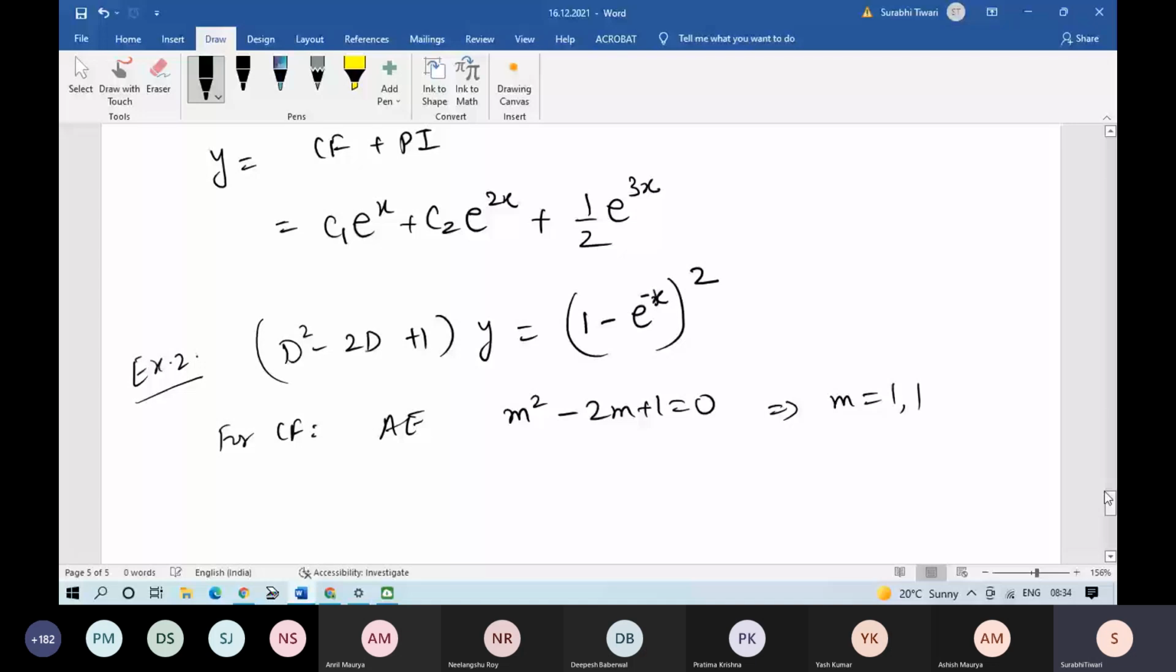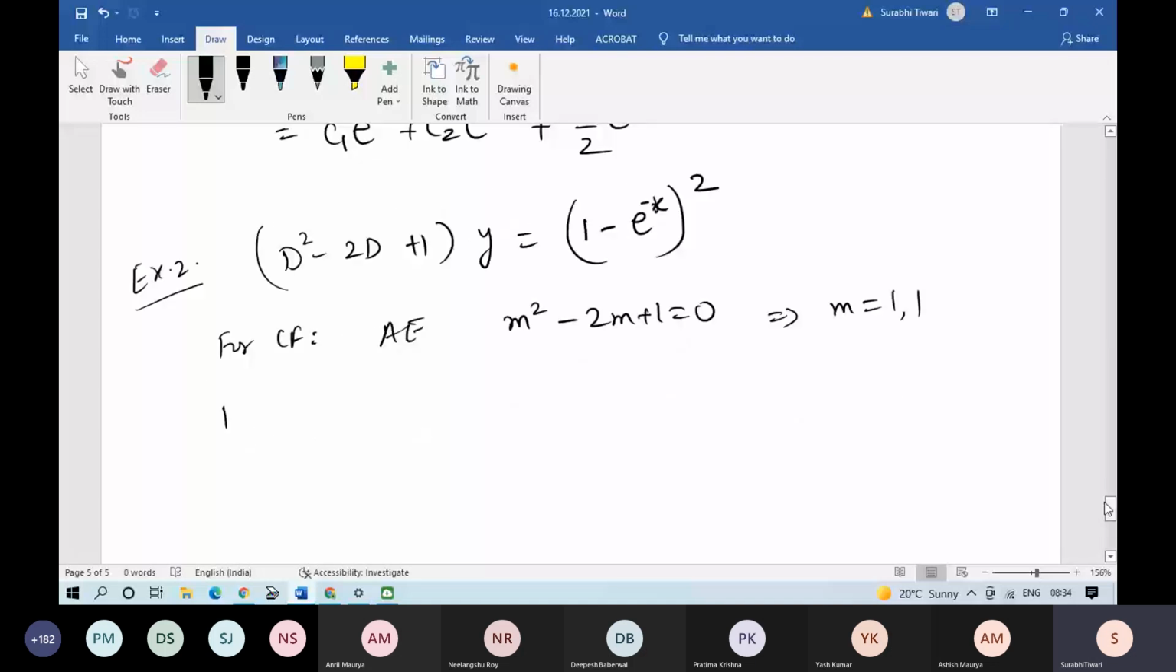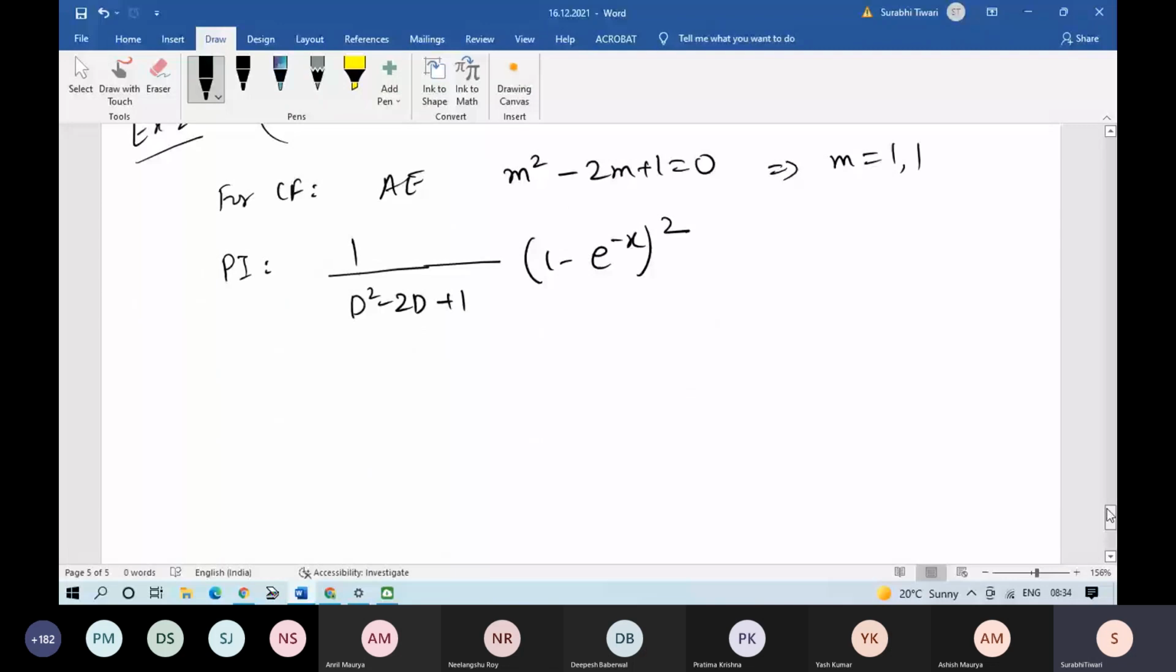And for the particular integral, 1/(d square minus 2d plus 1) of (1 minus e raised to the power of minus x) whole square. Okay, so let us expand it fully. So this is equal to 1/(d square minus 2d plus 1) of 1 minus 2 e raised to the power of minus x plus e raised to the power of minus 2x.